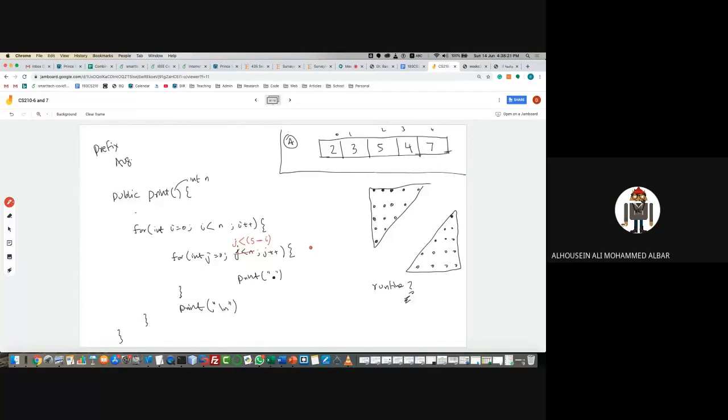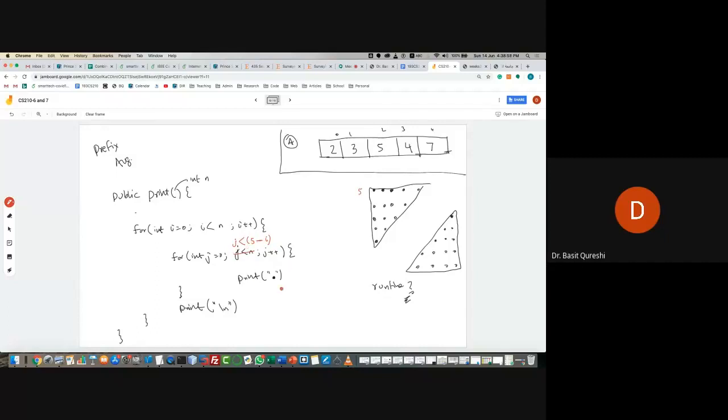Yes, I think. Like if we have 5, then it would be 0. No, I don't think it will work. So when I start, in the beginning, i would be 0. We come over here. j is 0, so 0 is less than 5 minus 0, which would be 5, which means the loop is going to run 5 times. Okay. So it's going to print 5 dots. Then it goes to the next line. We come back over here, i plus plus. i becomes 1. So we go over here, j is 0. j is less than 5 minus 1, which is 4 now.